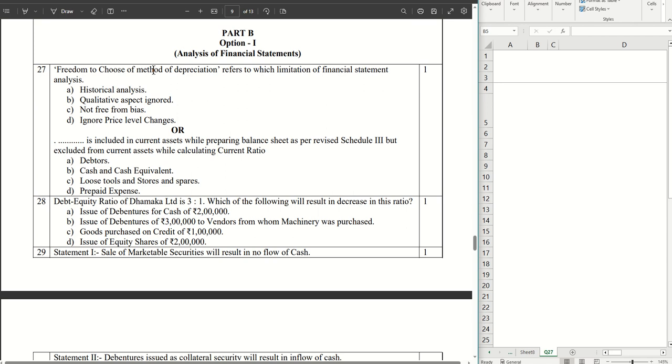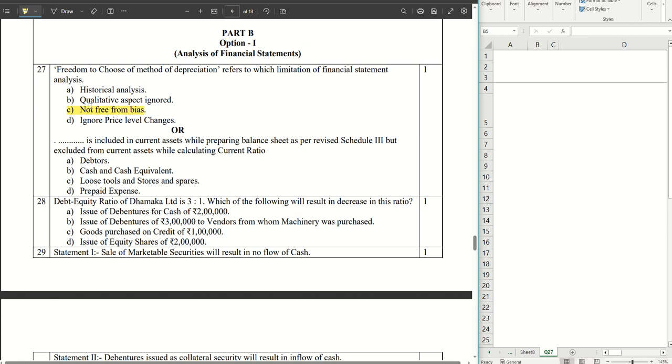Freedom to choose the method of depreciation refers to which limitation of financial statement analysis? All right. So the freedom to choose the method of depreciation, is it limitation of historical analysis, qualitative aspect ignored, not free from bias, ignore price level changes? So in this case, the answer would be number C, because the choice of method can have bias involved.